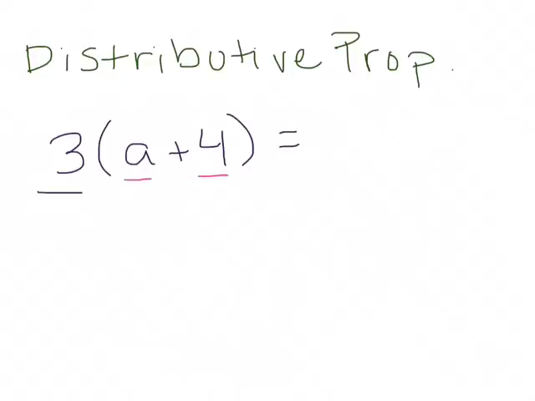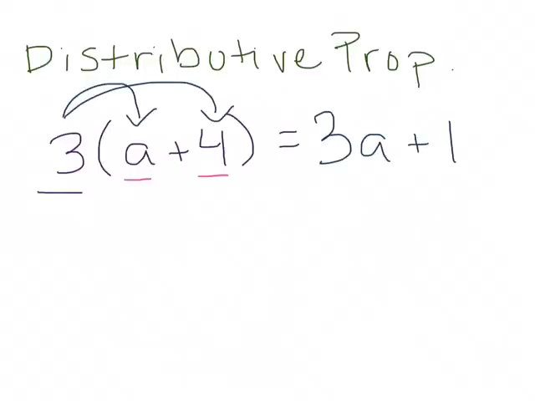So what you'll end up with is the product of 3 and a plus the product of 3 and 4. These two things represent the exact same number. Let me give you an example in terms of numbers that maybe we can understand better.